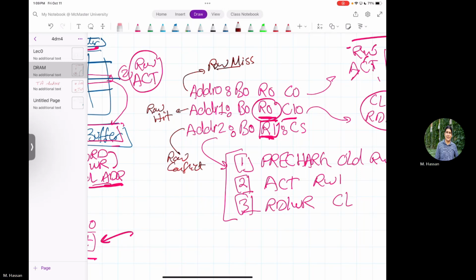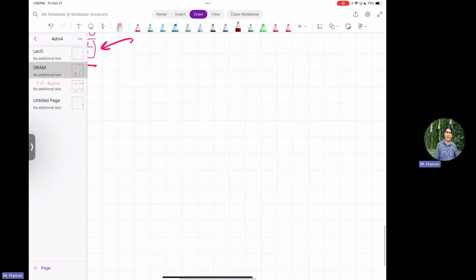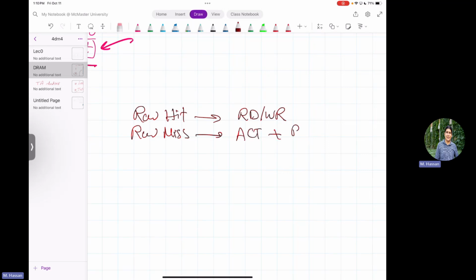Okay? In a row hit, that's your best case. You only need a read-write command to the column. In a row conflict, that's the worst case. So maybe I should organize them that way. So row hit, best case scenario, you only need a read-write stage. Row miss, which sometimes people call row idle because nothing is in the row buffer, you need activation plus read-write stage. Activation to bring in the row to the row buffer. Then worst case is row conflict.